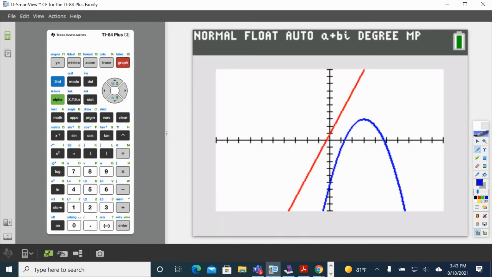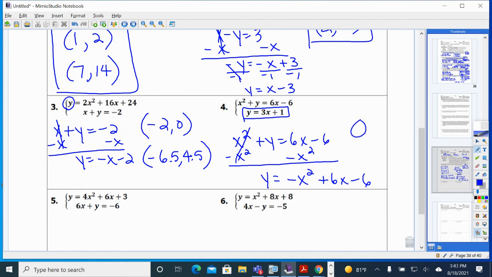Okay. So on this one, look at it closely. Do they intersect? Well, obviously on the screen they do not intersect. Could they intersect? Are they ever going to intersect? No, they are not. So the answer to this one is no solution. The parabola and the line do not hit here. They do not intersect, so there is no solution.